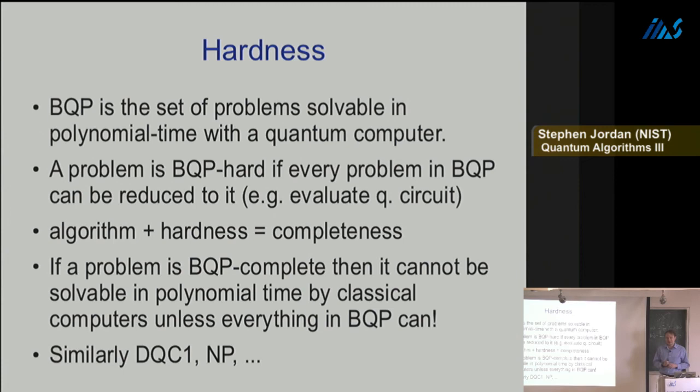So let's say you have some arbitrary problem in BQP. You have your problem instance. You can do some polynomial time classical processing to convert this to an instance of some other problem. And that's called a reduction. For example, a trivial example of a BQP hard problem is: evaluate a quantum circuit. That's pretty much BQP complete right from the definition of BQP.